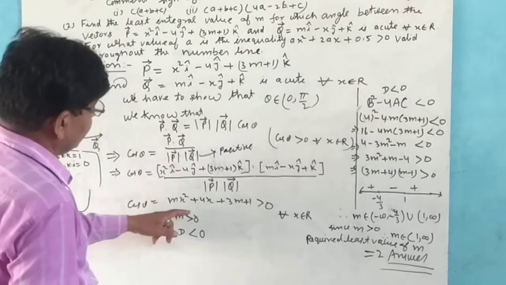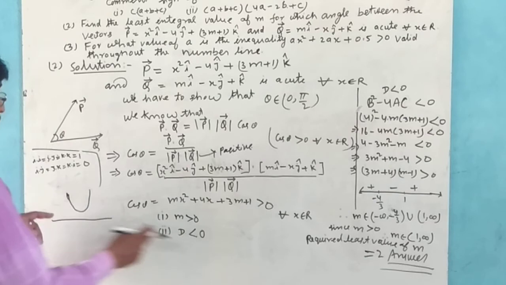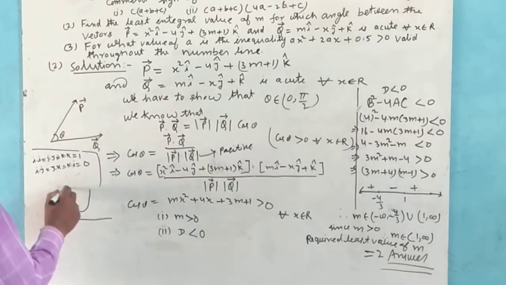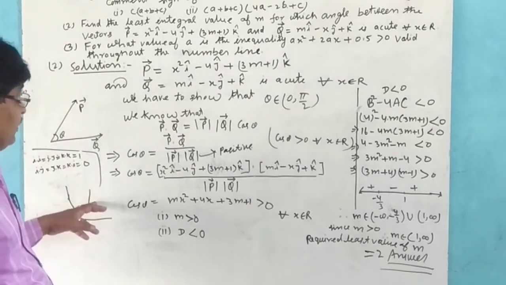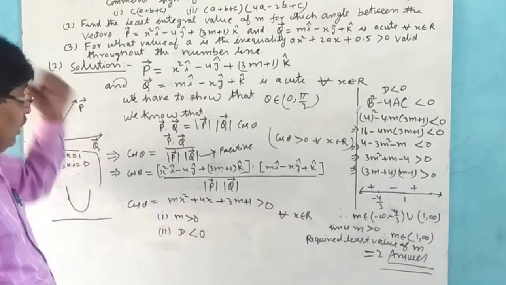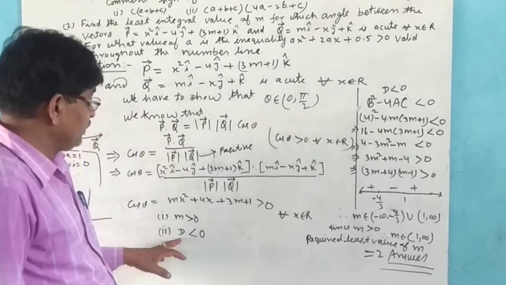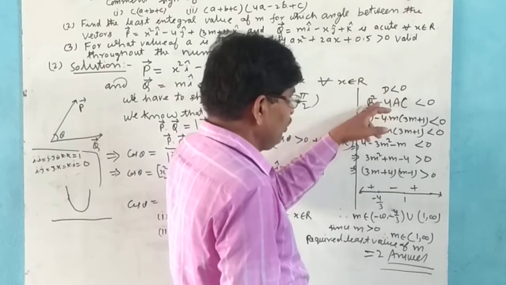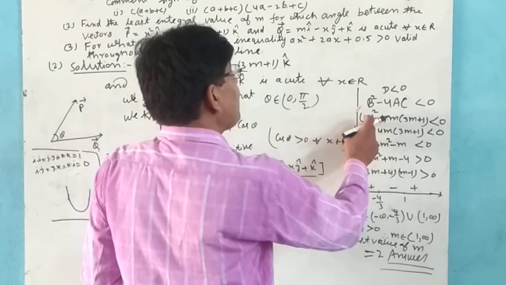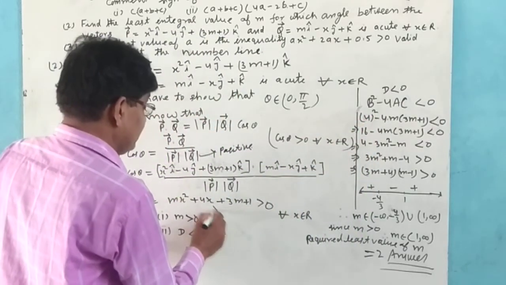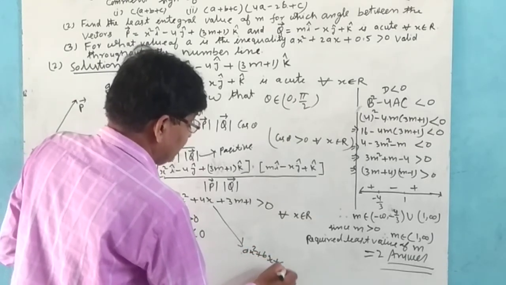Now m greater than 0 and D less than 0, we take such type of figures, as you know, according to our desired figures. D means b square minus 4ac, so D less than 0 means b square minus 4ac is less than 0, comparing with ax square plus bx plus c.